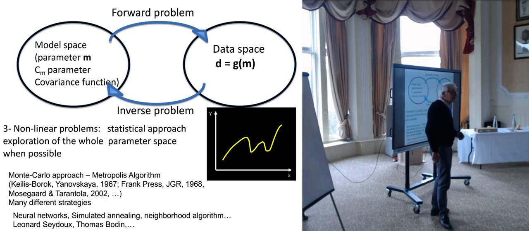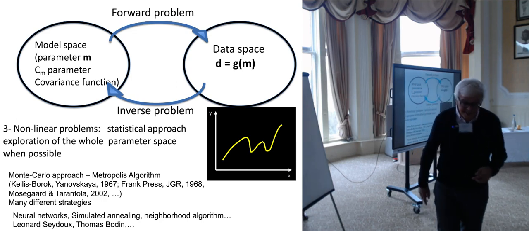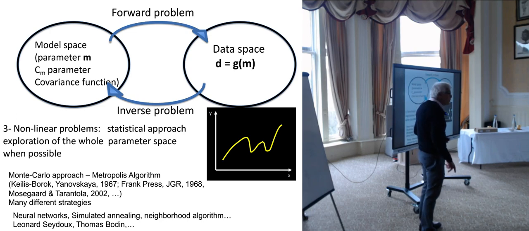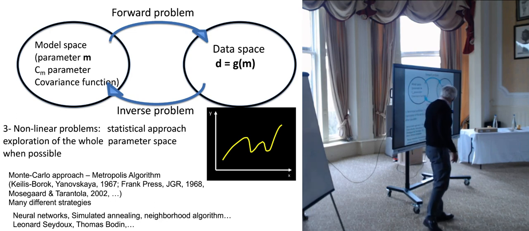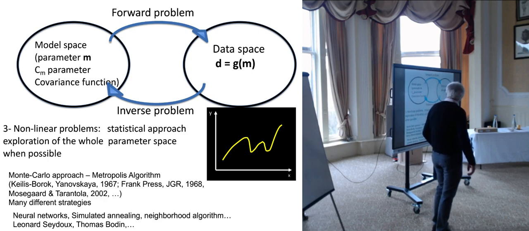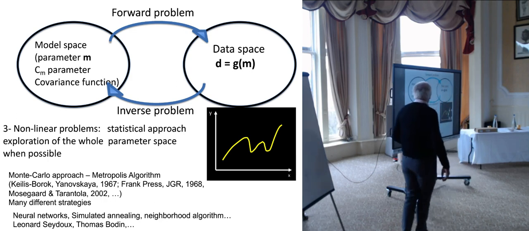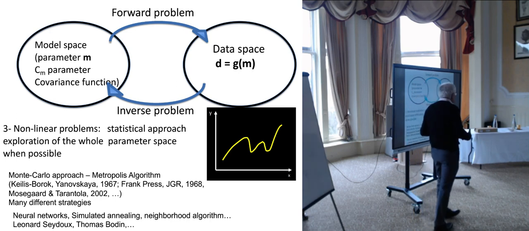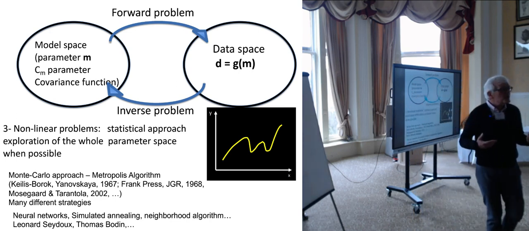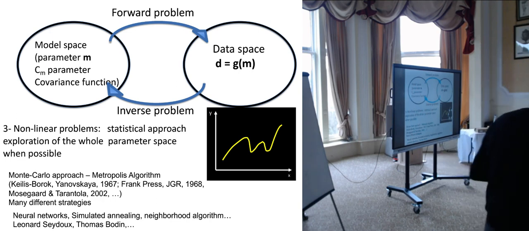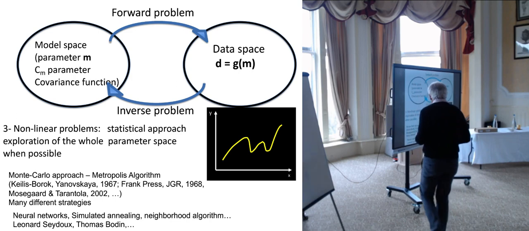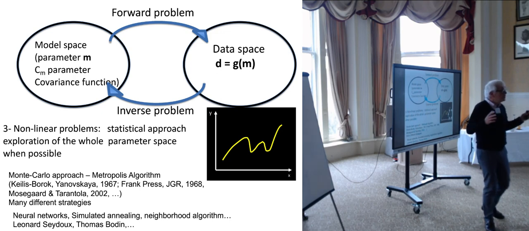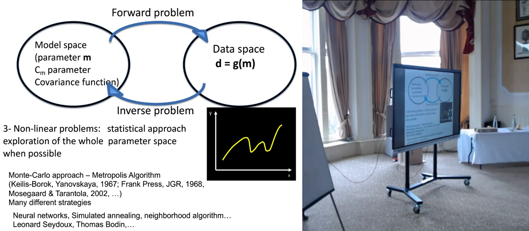There was the algorithm of Metropolis developed in the 50s, which was applied first in Russia by Keilis-Borok and Yanovskaya, by Frank Press in the US, and later on this kind of Monte Carlo approach was followed by, for example, Klaus Mosegaard and Albert. There are many different strategies. It's very difficult because the parameter space might be huge, of course, it can be infinite. So you have to define many different ways to explore where the probability distribution is the largest or significant.